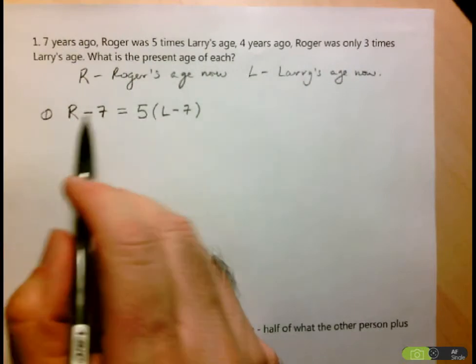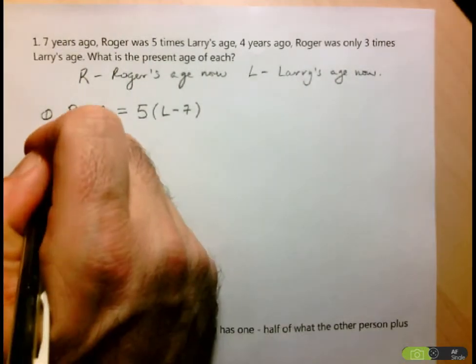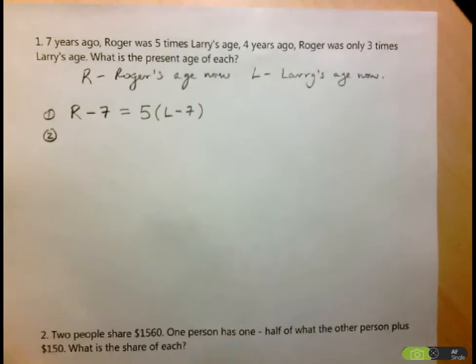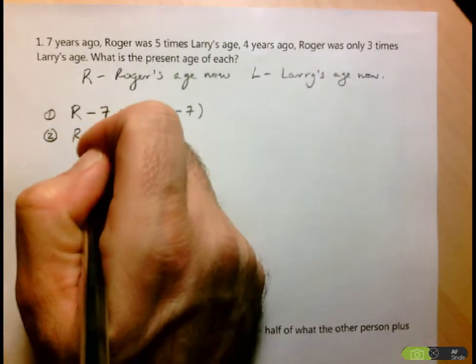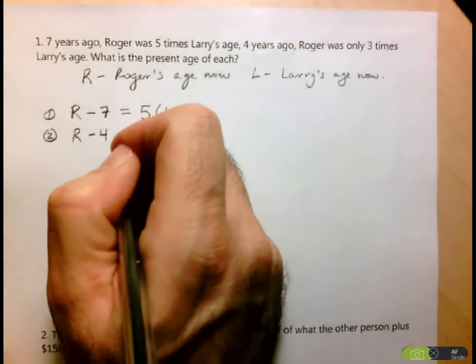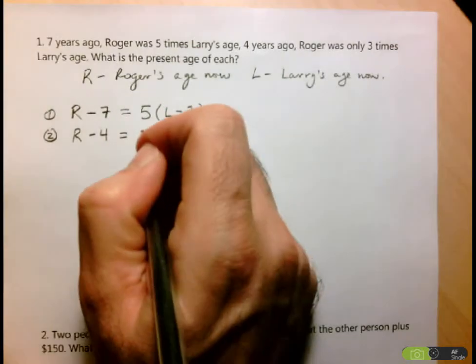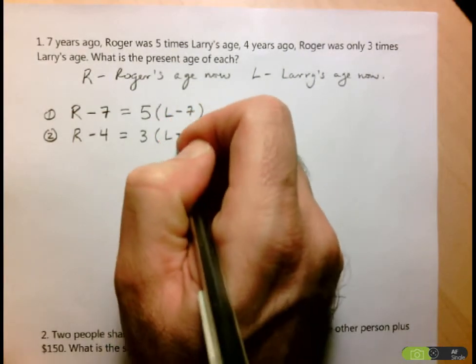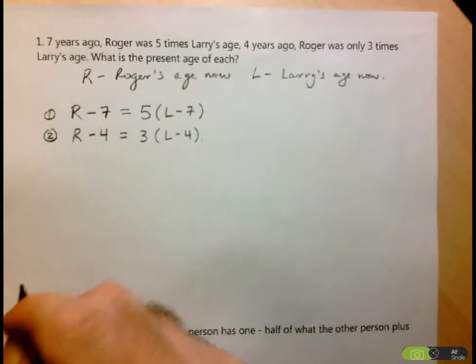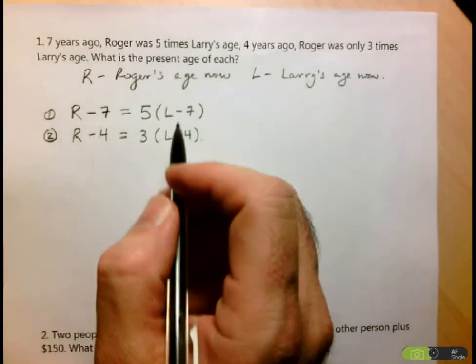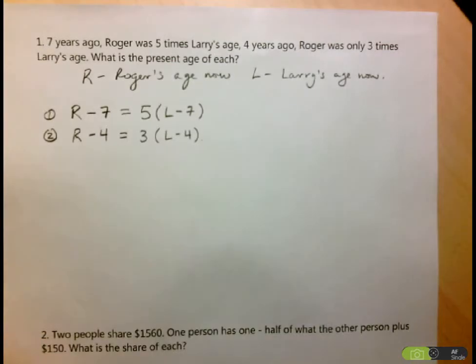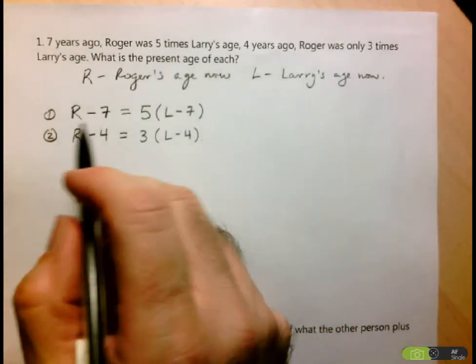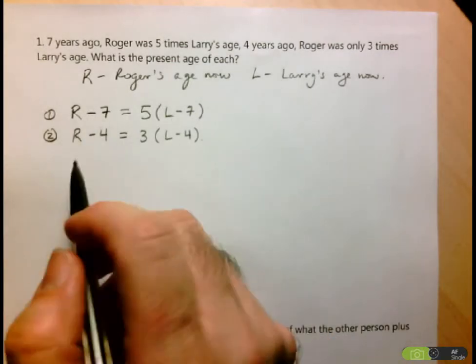But anytime you have two variables, you need two equations. So now I'm going to create a second equation, and here it says 4 years ago Roger was, so again Roger's age this time minus 4 years was, so equals 3 times Larry's age. So Larry's age 4 years ago is L minus 4. So this is what we call our system of equations, and now we have to figure out how to solve this. First thing we should do is simplify these equations.